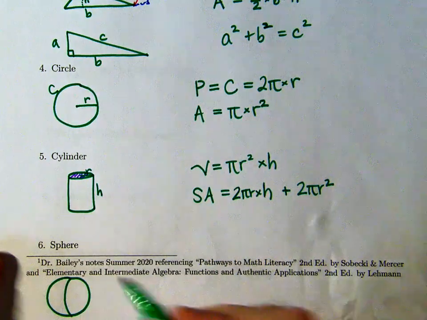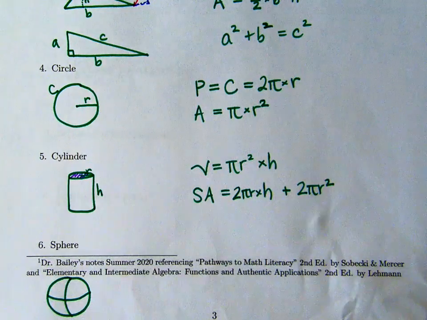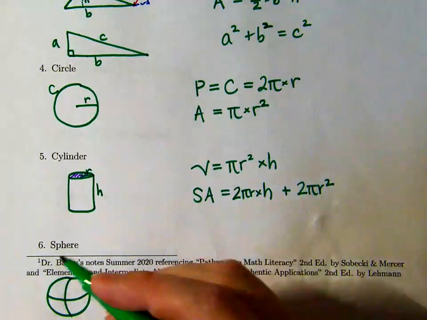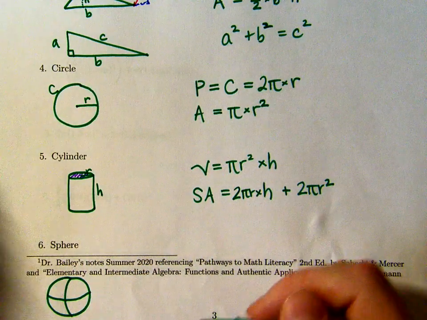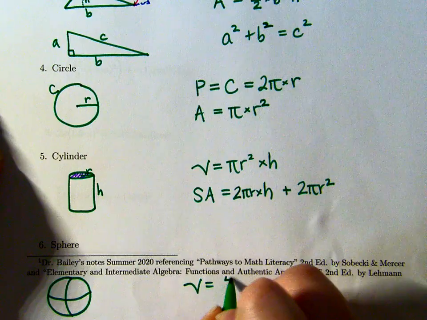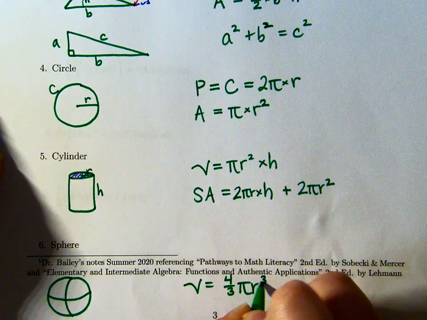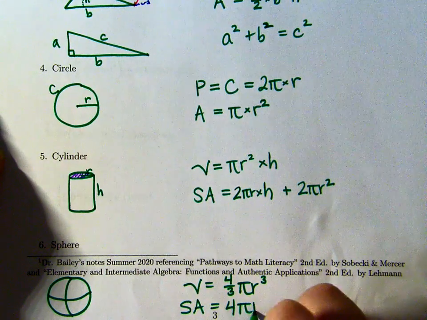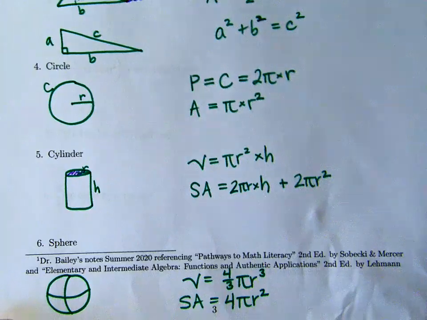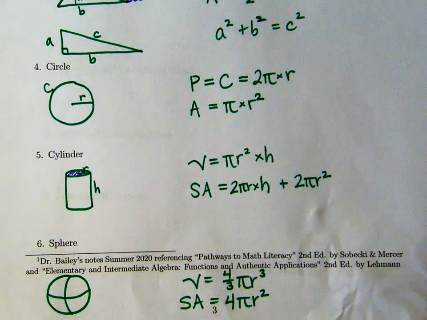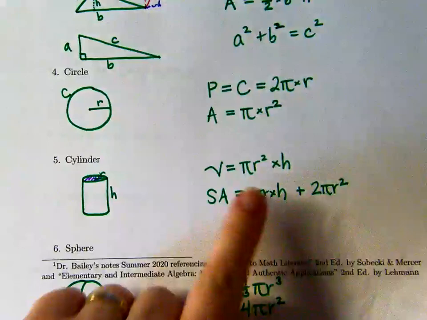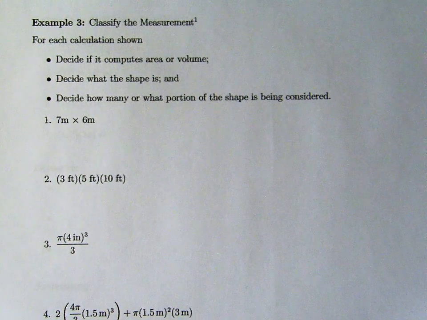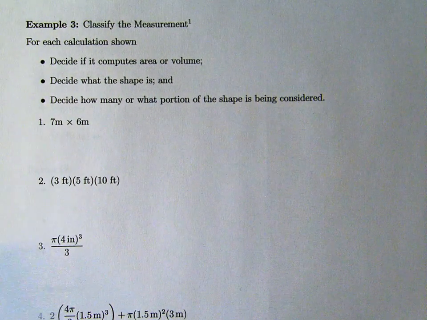Okay, here is how I draw myself a sphere. Start with a circle, and then I try to make it 3D by drawing these arcs. A sphere has a volume of 4/3 pi r cubed, and it has a surface area of 4 pi r squared. And again, if you want to know where those come from, go ahead and Google it. Okay, now I'm going to keep these formulas handy because in this next one, classify the measurement, in this example, we're going to use these.